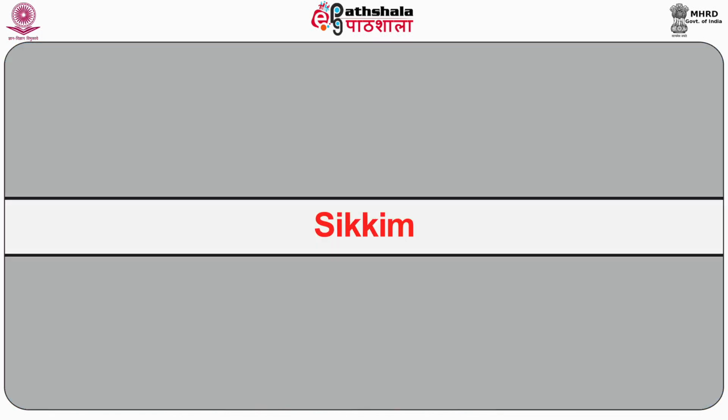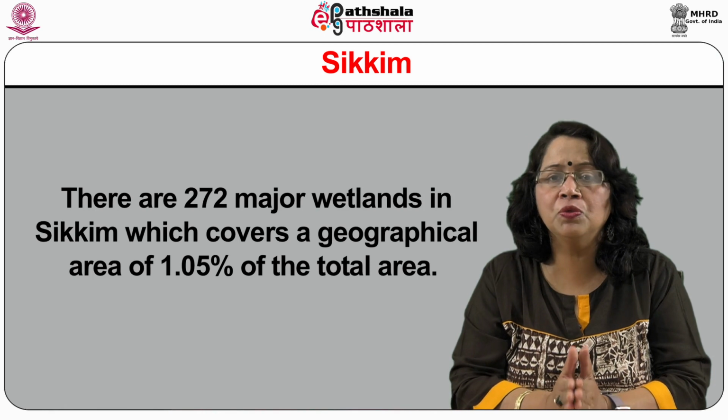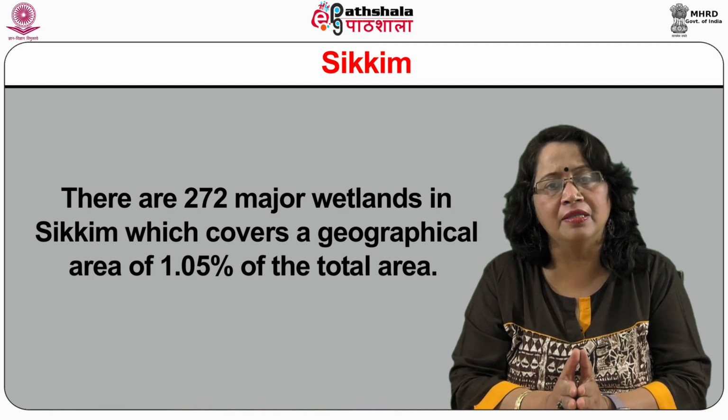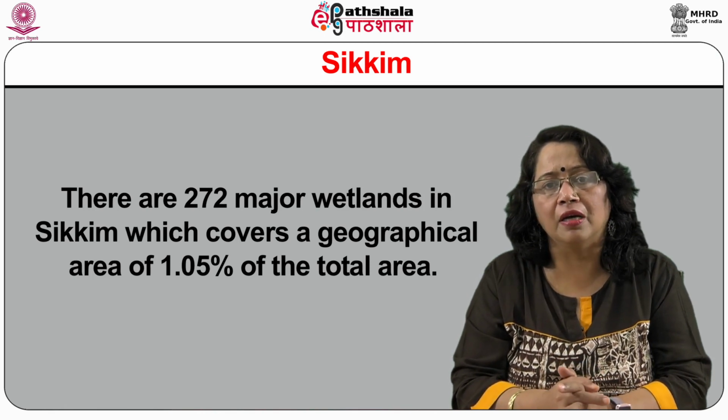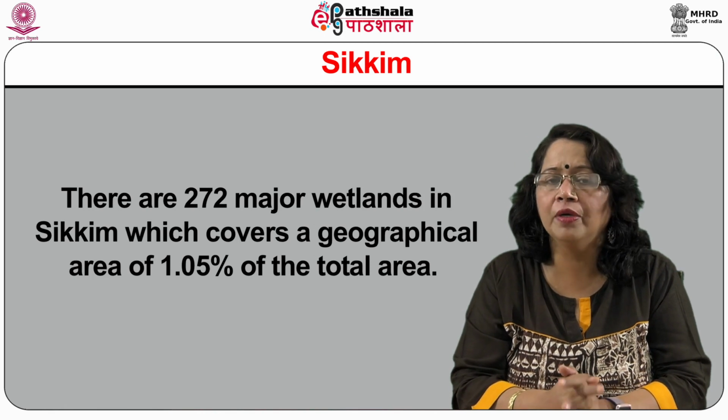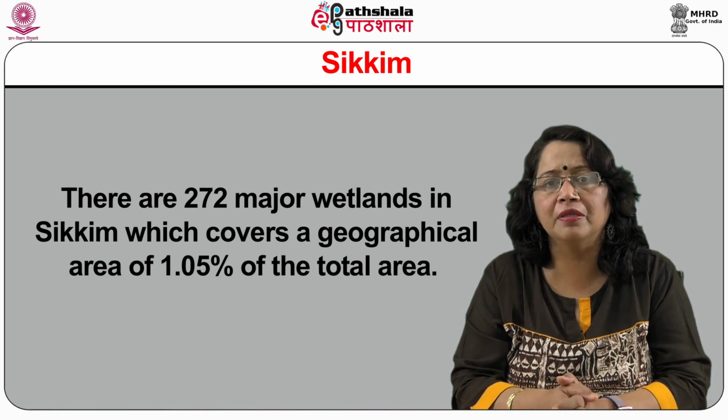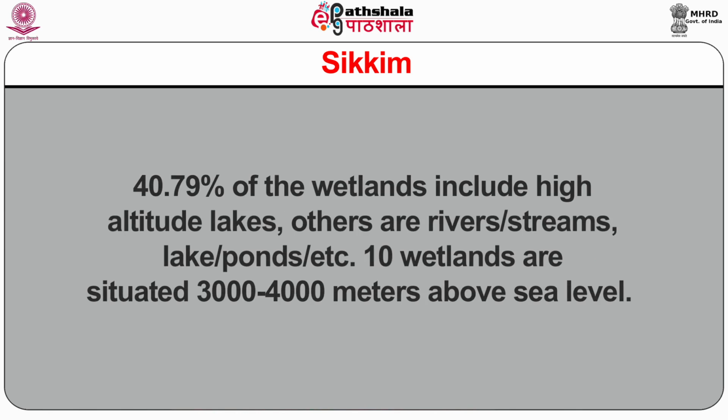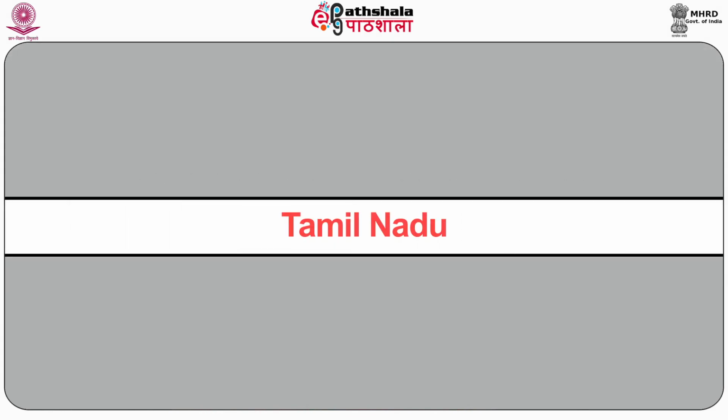Sikkim. There are 272 major wetlands in Sikkim, which cover a geographical area of 1.05% of the total area. 40.79% of the wetlands are high altitude lakes, others are rivers, streams, lakes, ponds, etc. 10 wetlands are situated 3,000 to 4,000 meters above sea level. Tamil Nadu.